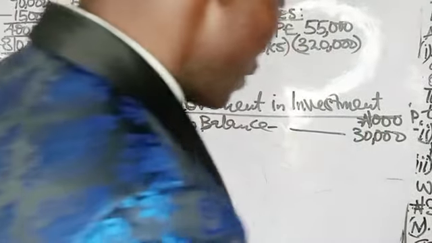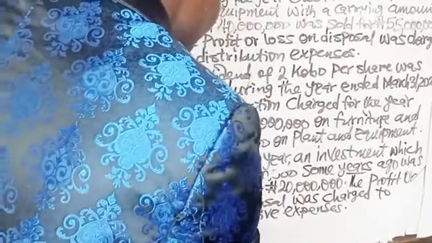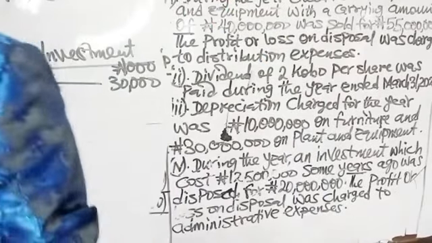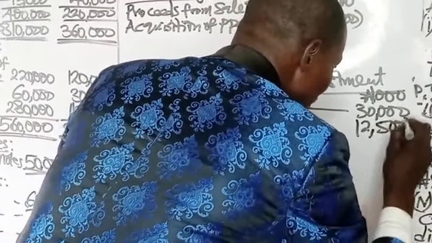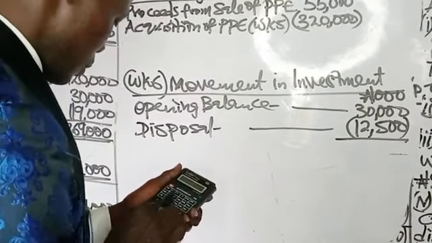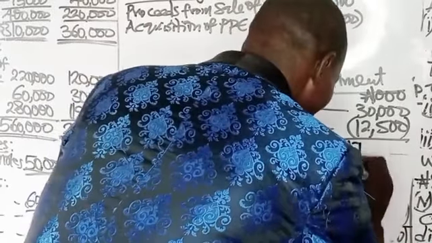Note 4. During the year, an investment which cost 12.5 million some years ago was disposed for 20 million. The profit or loss on disposal was charged to administrative expenses. So the cost of that investment is 12.5 million. So when it is disposed, you recognize it. So disposal, 12.5 million. So if you subtract 12.5 million from 30 million, you have 17.5 million.